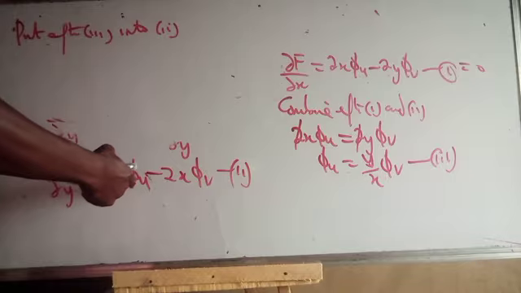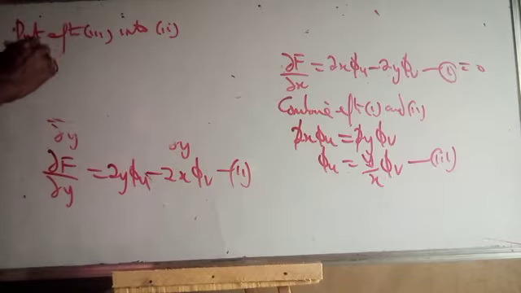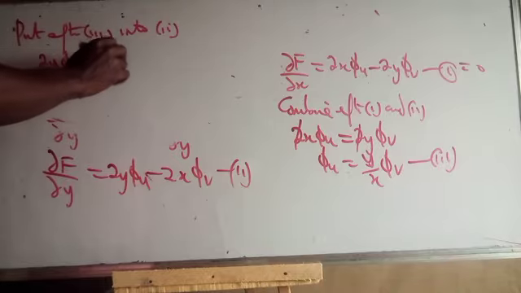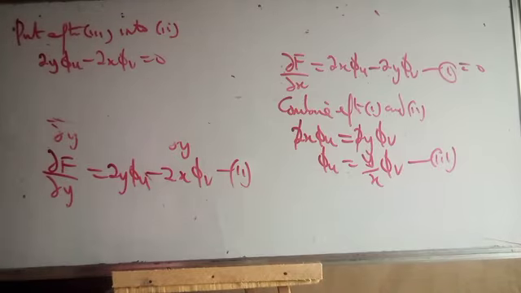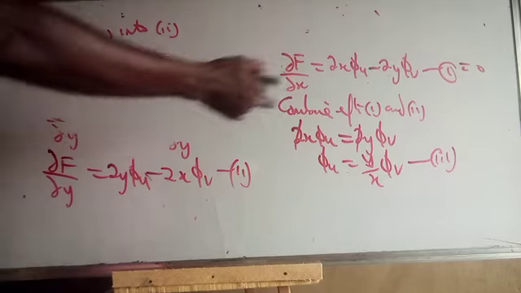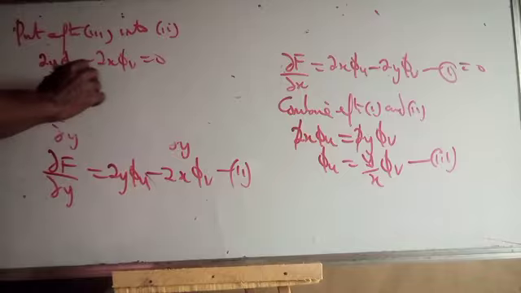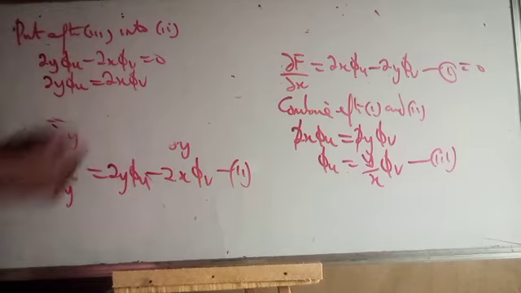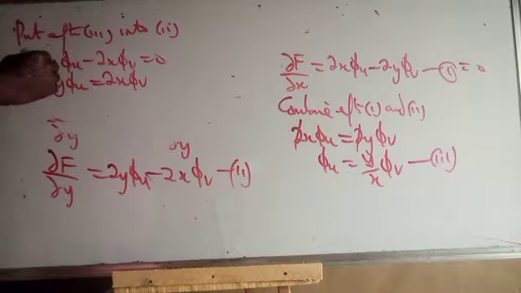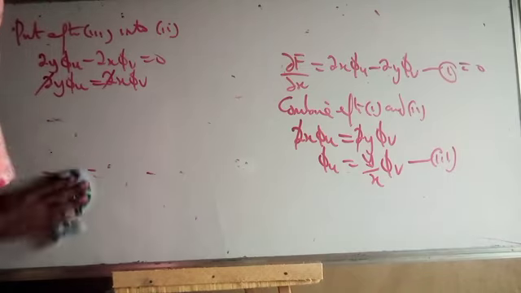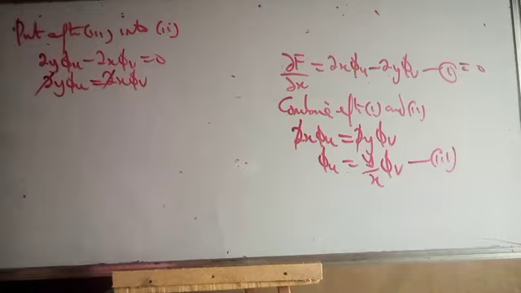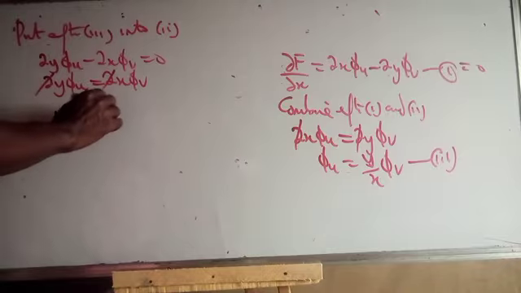And equation 2 says 2y phi u minus 2x phi v is equal to 0. That's what we have in equation 2. Before we do this substitution, this can also be 2y phi u is equal to 2x phi v. I hope you understand that. Beautiful. So 2 will go, and you have y phi u is equal to x phi v.